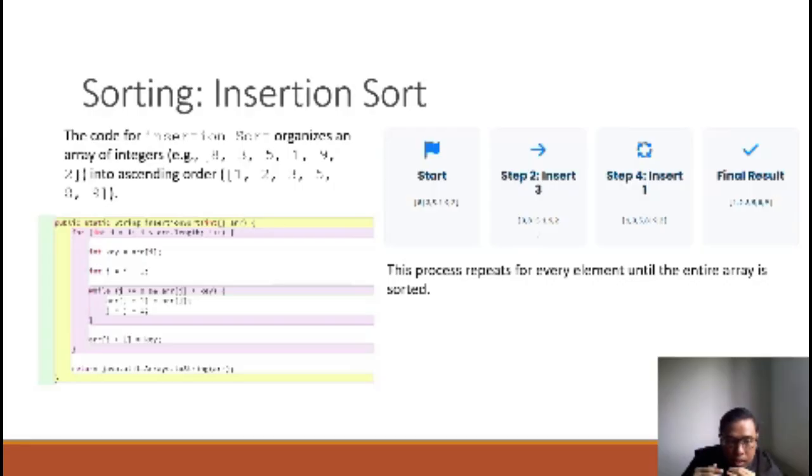Next, there will be insertion. Once the correct spot is found or the start of the array is reached, the key is inserted. Code reference: array[j + 1] equals key. Next will be repetition. This process repeats for every element until the entire array is sorted.